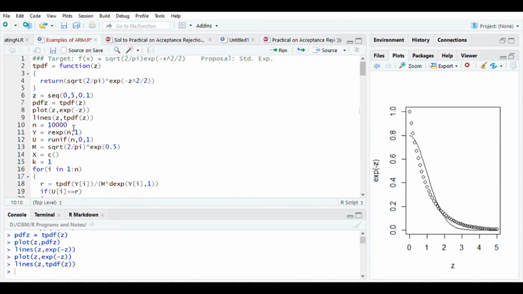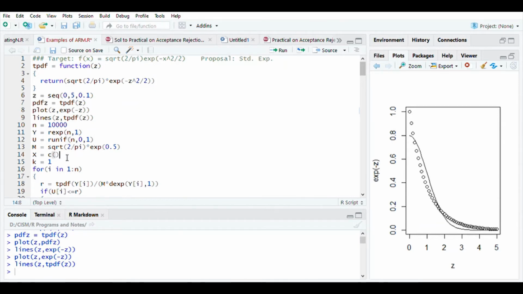So I have taken the sample size as 10,000. So I'll be generating 10,000 observations from standard exponential distribution. Then I'll need 10,000 observations from uniform 0, 1. Then I'm going to need this constant C. Instead of C, I have used the notation M, but it doesn't matter.